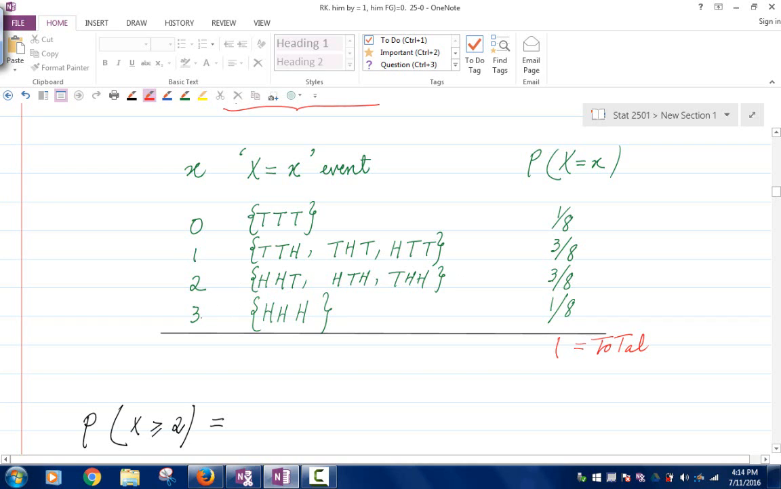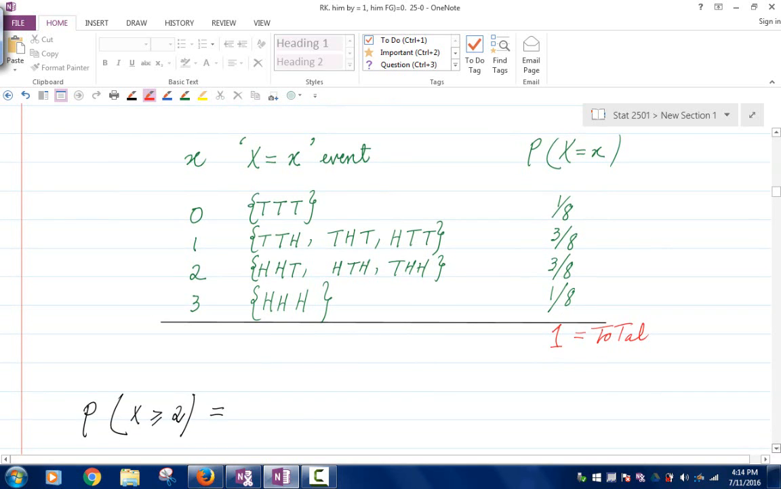And if X is 3, then the corresponding event is the event of getting 3 heads from 3 flips, which consists of only one element, HHH, and the probability that X is 3 is 1/8. Notice that if I add up the probabilities, I should be getting 1, because the values from 0 to 3 exhaust all possible values of X.